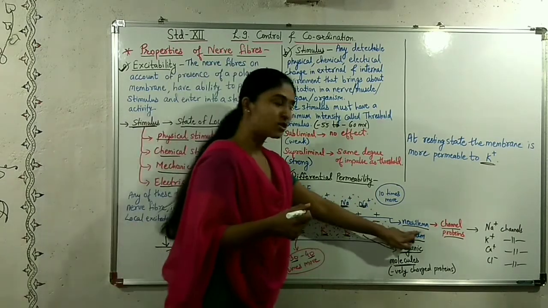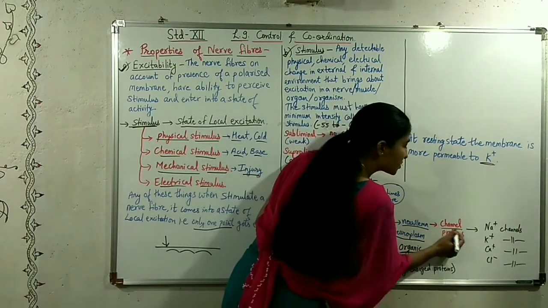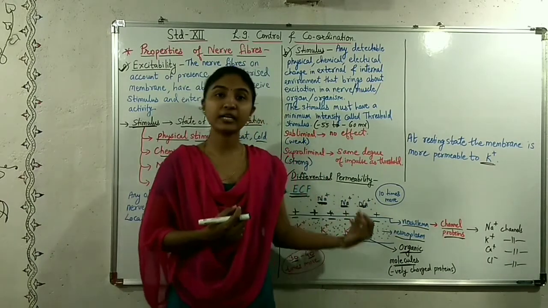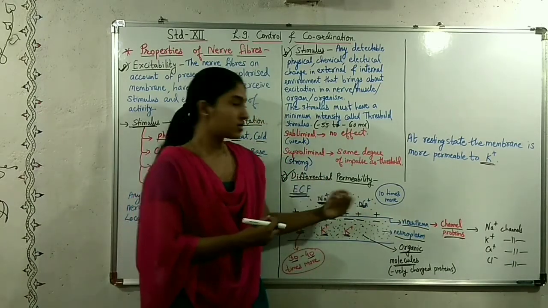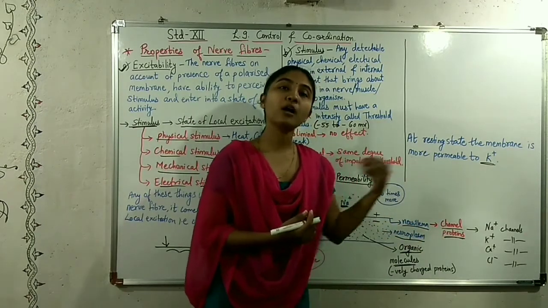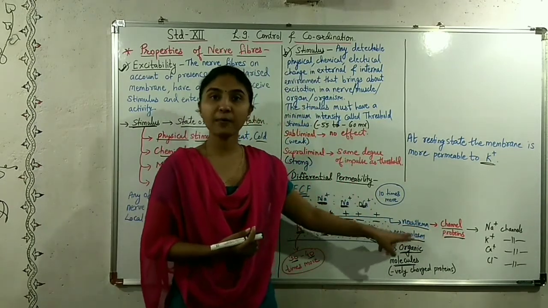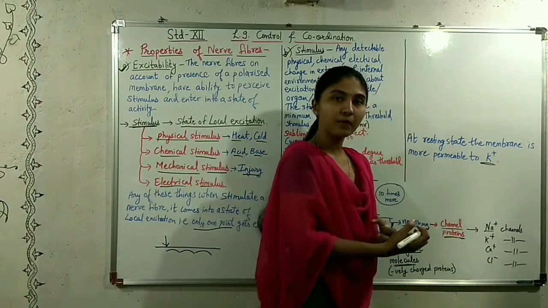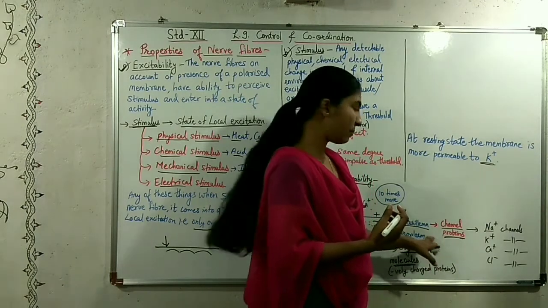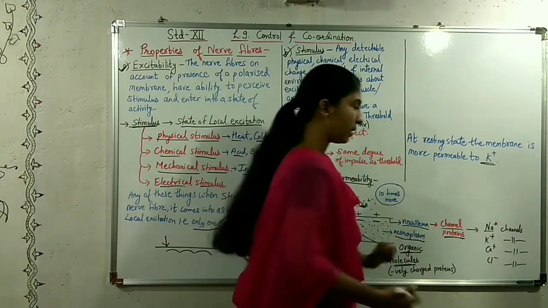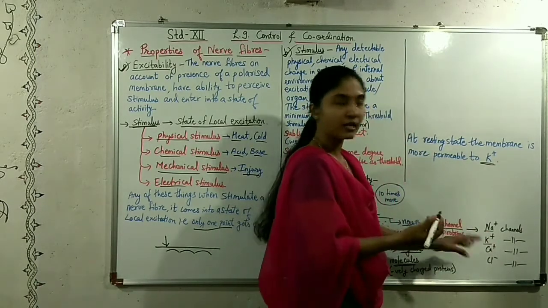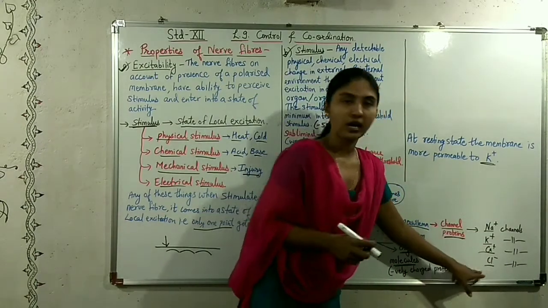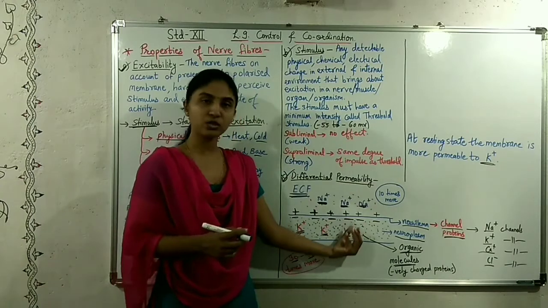Now this neurolemma also has channel proteins which act as channel gates. Certain channels allow certain ions to pass through the membrane. So these channels are the sodium channel, which allows the sodium ion to pass through the membrane of the nerve fiber or neurolemma. It also has a potassium channel, a calcium channel and a chloride channel. So these channels allow certain ions to pass through this neurolemma.